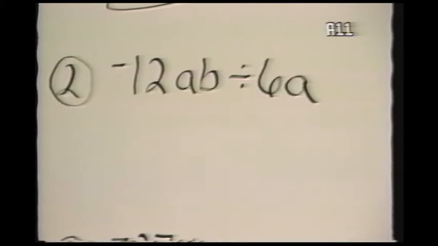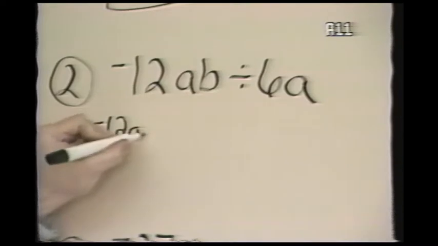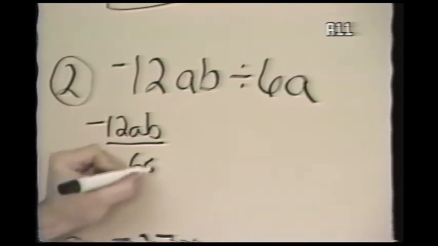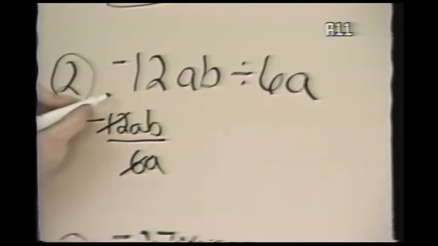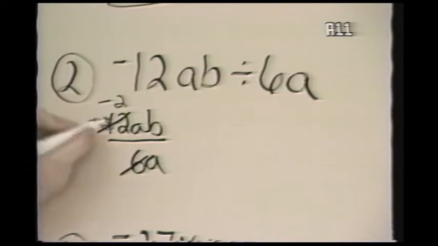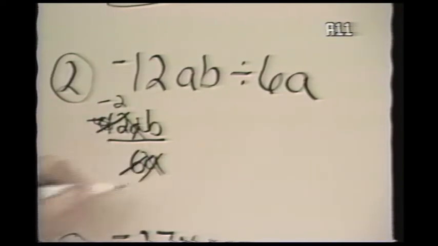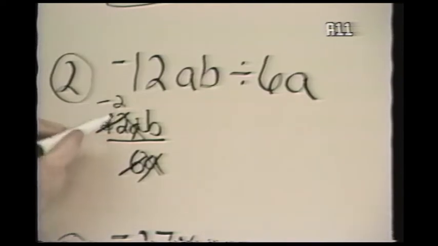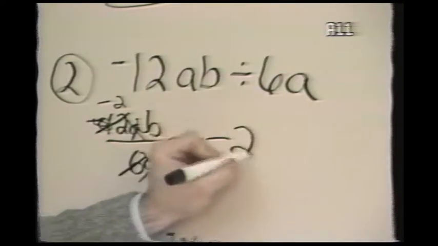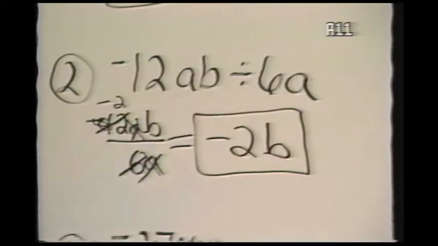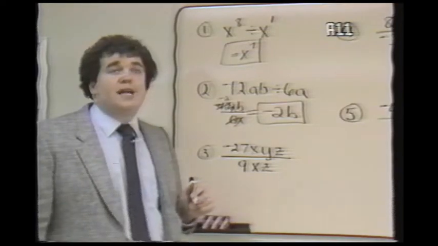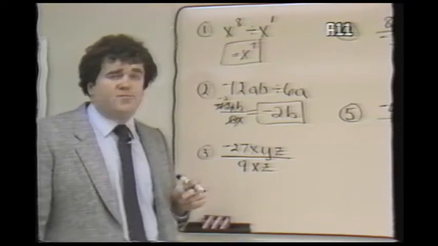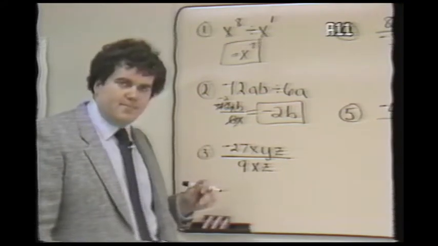Negative 12ab divided by 6a. Now, that's the same thing as negative 12ab over 6a. They're the same thing. Negative 12 divided by 6 is negative 2. So we'd have a negative 2 here. The a here can cancel with the a there. And that leaves negative 2b. Negative 2b is our answer. I find the fractional way, or making these division problems fractions in algebra, is always the easiest way to do it because it's very simple to cancel things.